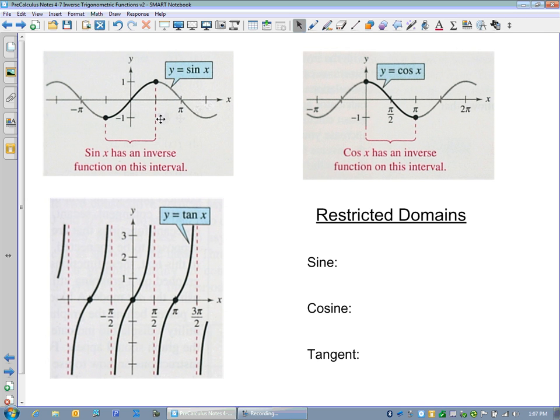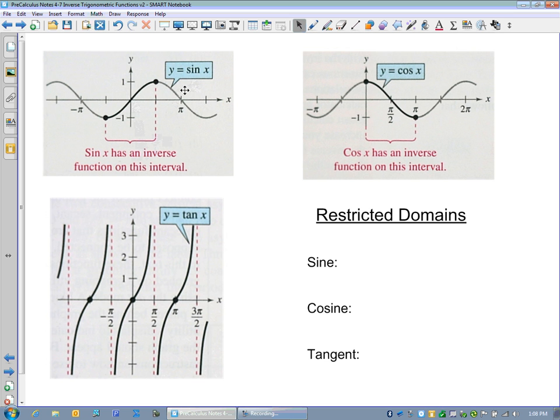So what we can do is mathematicians have agreed to take just a portion of the domain that would give us all of the possible y values. Now we could have taken this portion, or we could have taken this portion, but in general we wanted an interval that captures all of the y values that's closest to the origin.